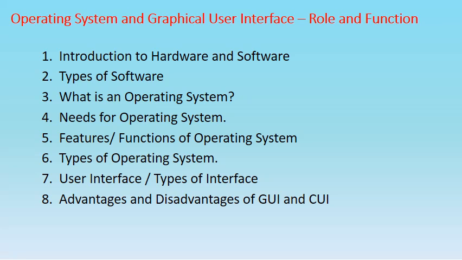The topics which we are going to cover in these chapters are introduction to hardware and software, types of software, what is an operating system, the need of operating system, features and functions of operating system, types of operating system, user interface and types of interfaces, advantages and disadvantages of GUI and CUI.